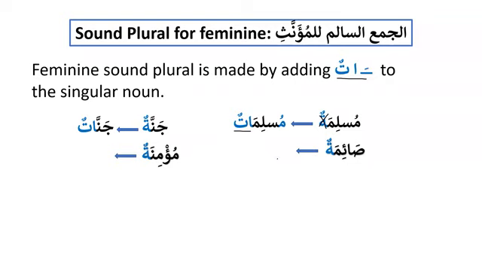So the sound, as we mentioned in the previous lesson, for the sound plural, we will go by the sound. What does that mean? For the masculine, the sound is una: muslimun, muslimuna, mu'minun, mu'minuna. And for the feminine, the sound is atun. So we have muslimatun and muslimatun, jannatun and jannatun, sa'imatun and sa'imatun, and similarly mu'minatun and mu'minatun, as we can see over here.